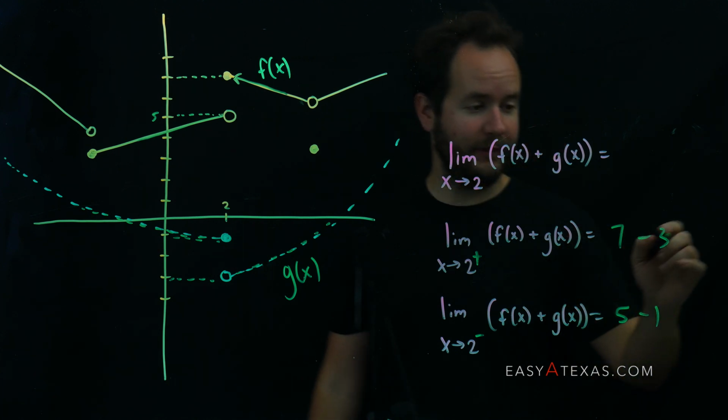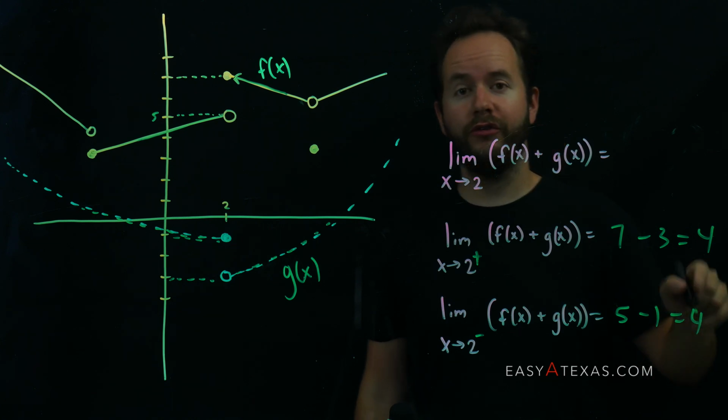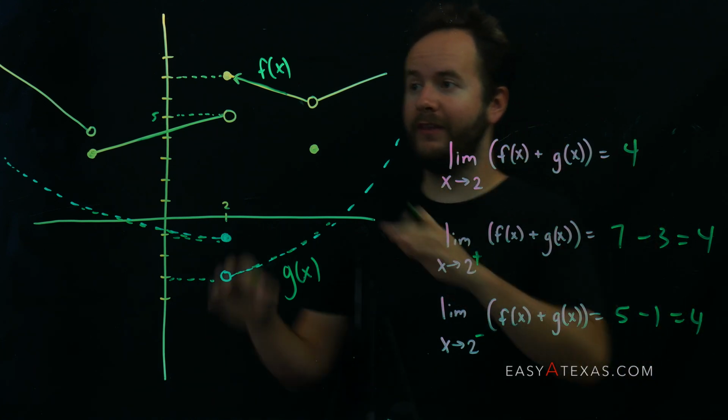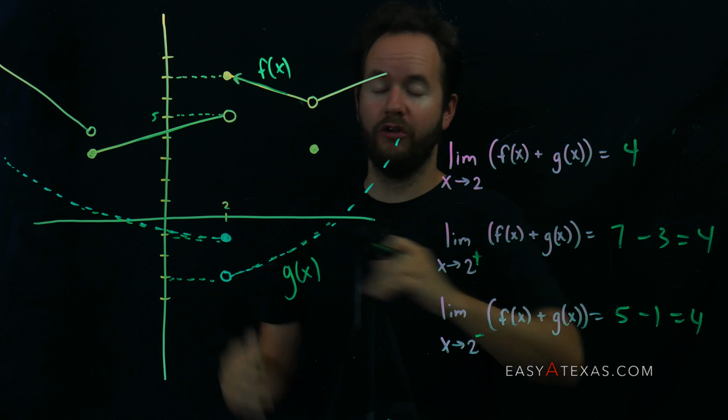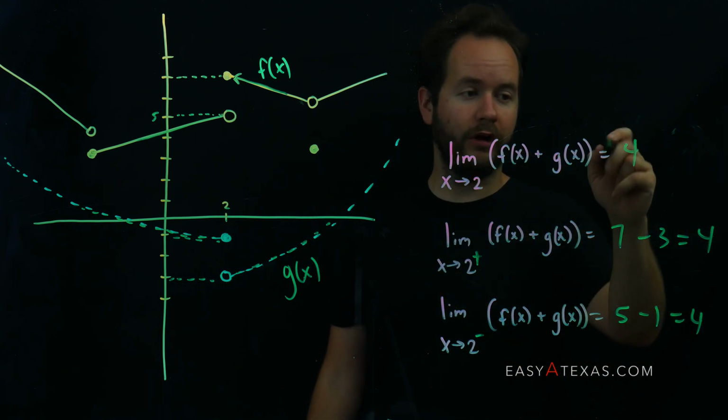Now, do these come out to be the same thing? Well, they sure do. 7 minus 3 is 4, 5 minus 1 is 4, and so the two-sided limit is 4. So despite the fact that these two graphs are broken, that f is broken here and g is broken here, the sum ends up being the same number in both cases, so our overall limit is 4.